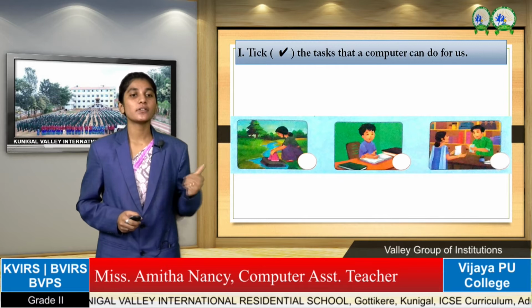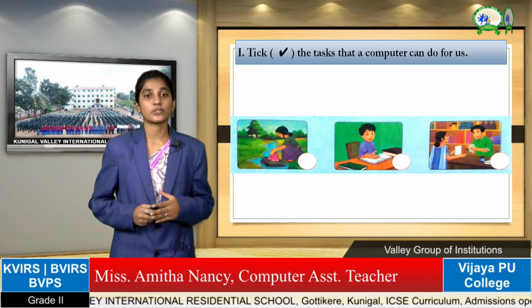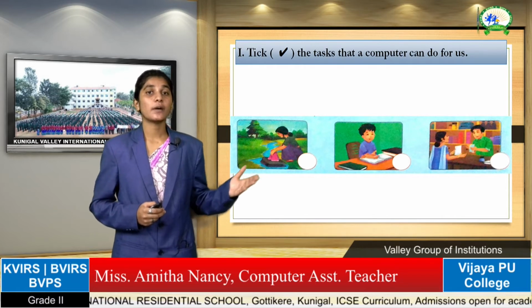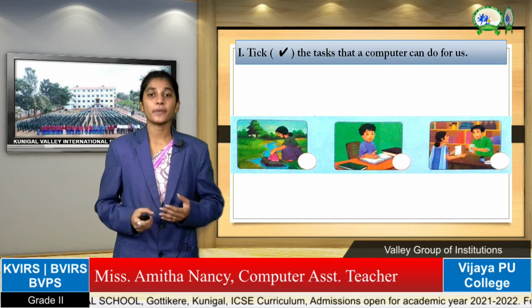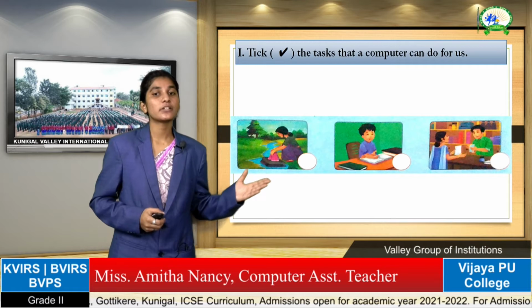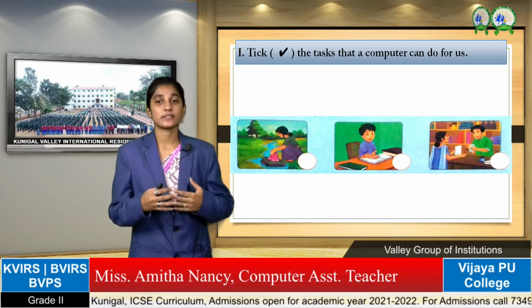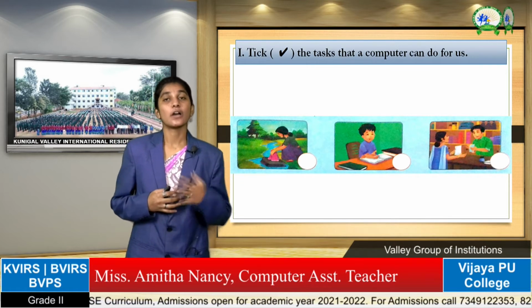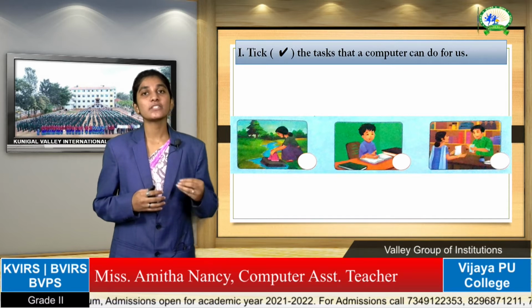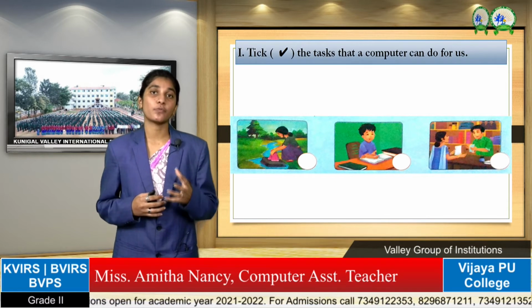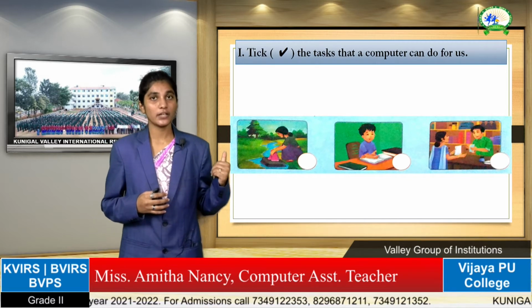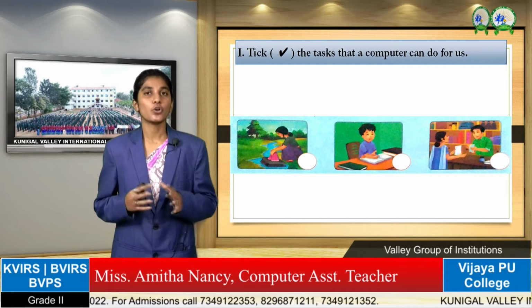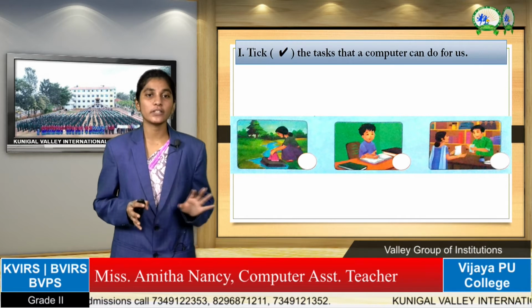In the first picture, a lady is washing the clothes. In the second picture, a boy is writing something in the book using a pen. In the third picture, we have sending letters from the post office. We have to identify which of these the computer can do for us. Can a computer wash the clothes? No, right? A computer cannot wash the clothes. So it is wrong, and I won't do anything there.